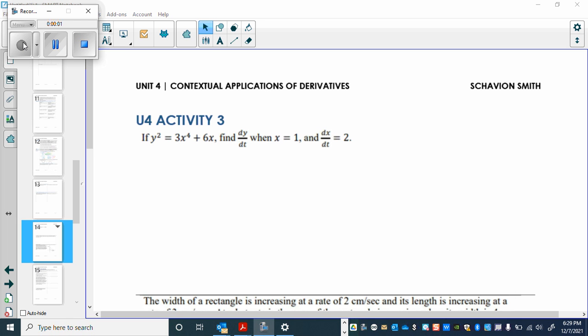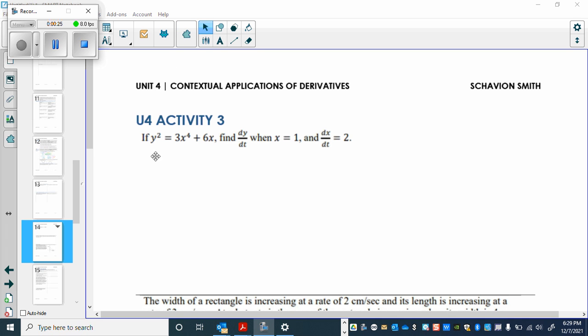Okay, guys, we're doing related rates, and I'm probably going to separate these out because not everybody has problems with the same type of problem, right? Because they can be long or tedious. But we're going to go do activity number 3 first.